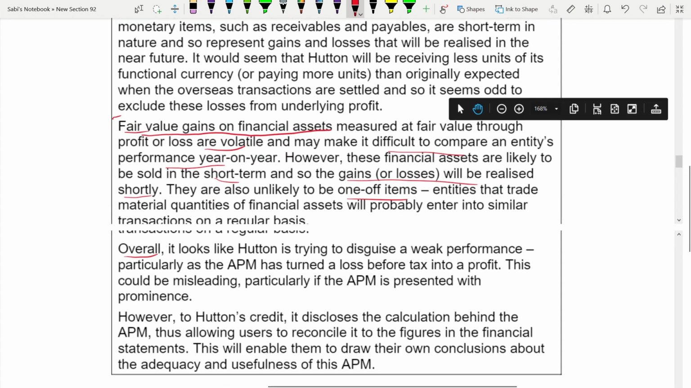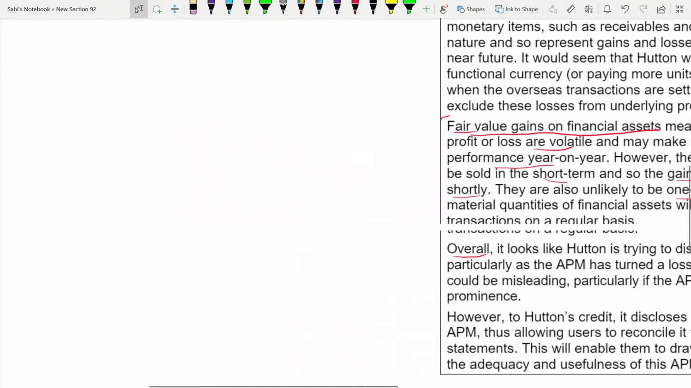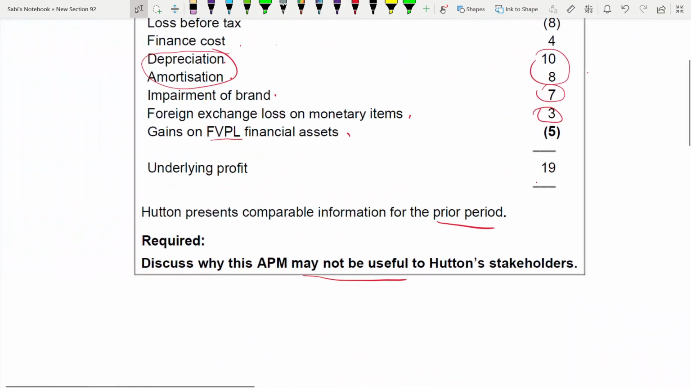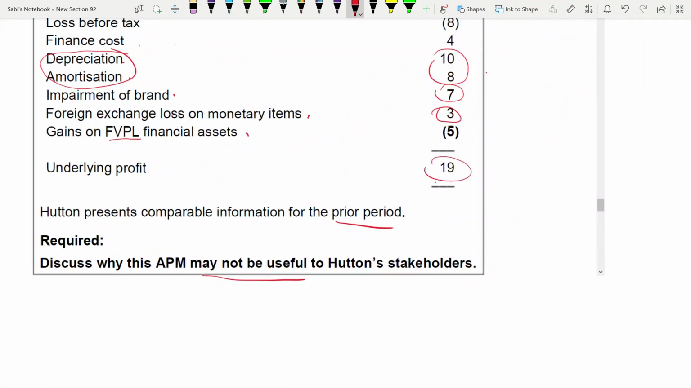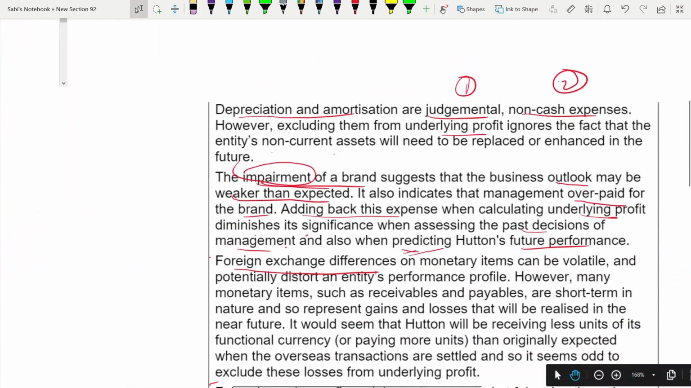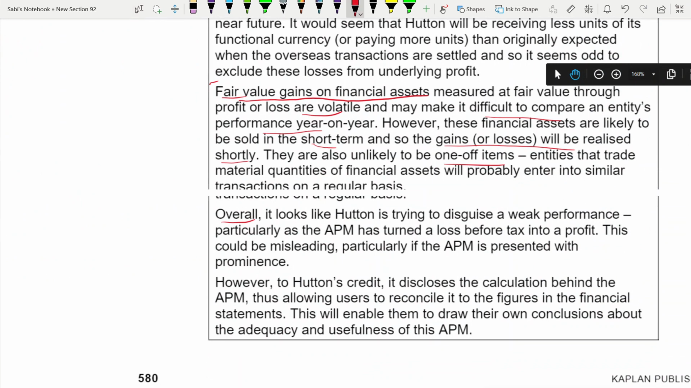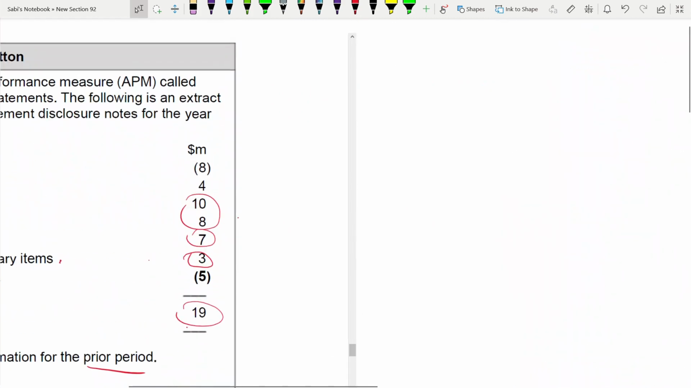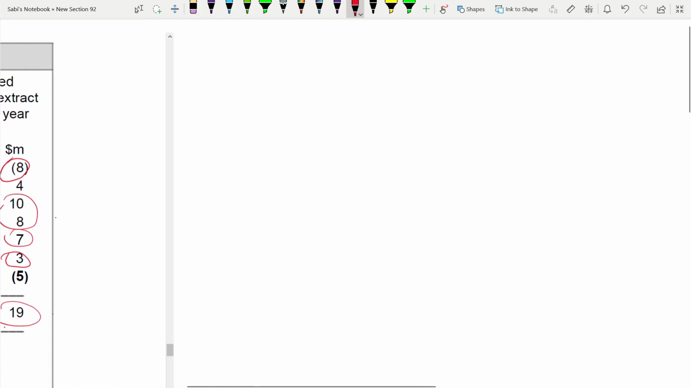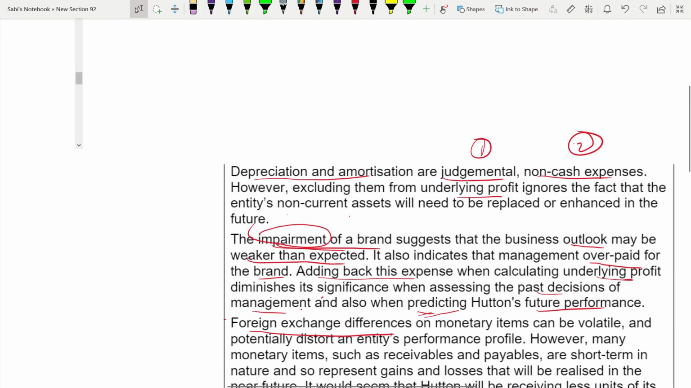So if you see what is the overall performance, it's a loss. If you see the underlying, they are showing 19, but adding all this is not correct. That's what they are showing. So overall, it looks like they are trying to disguise a weak performance. They are trying to hide it. Particularly as this one has turned a loss before tax into a profit. You see, how is it happening? How is it possible that before this they are at a loss and suddenly the APM becomes positive? That was 8 to 19. Such a big difference. Not even a small amount.